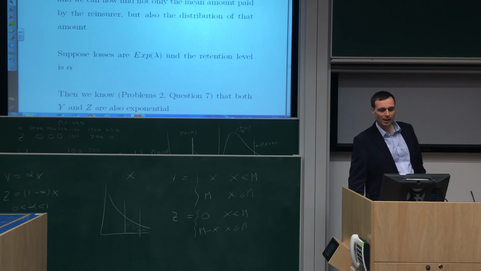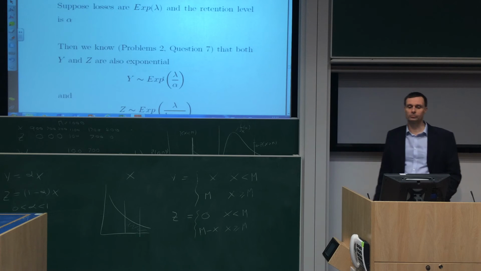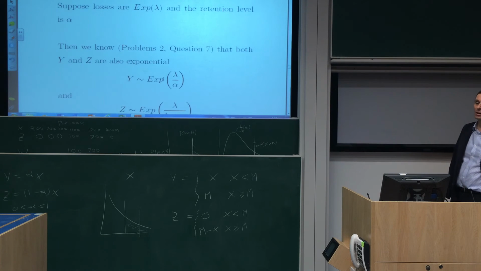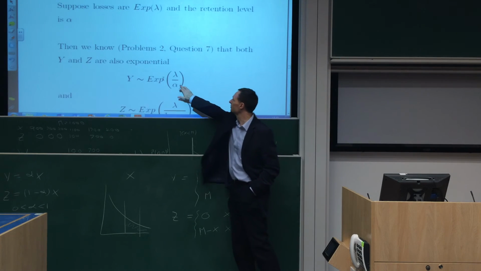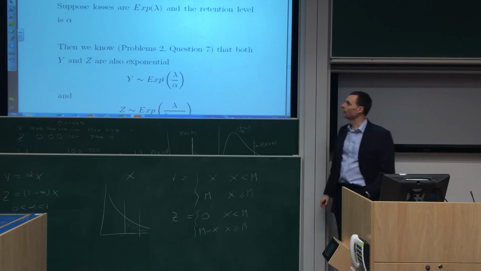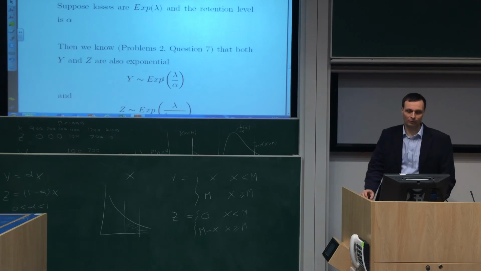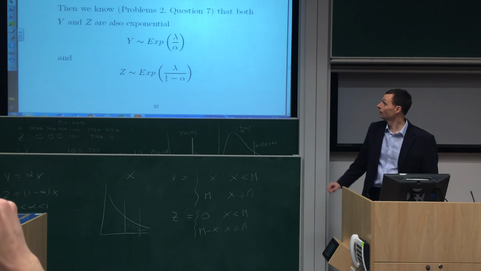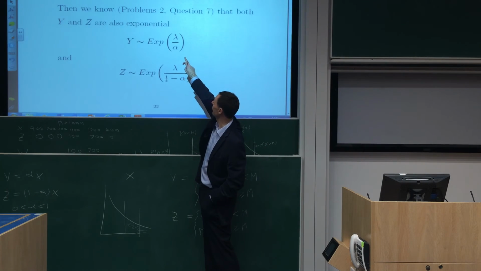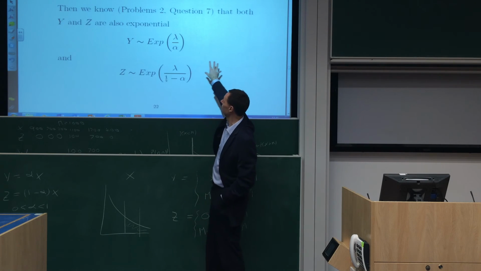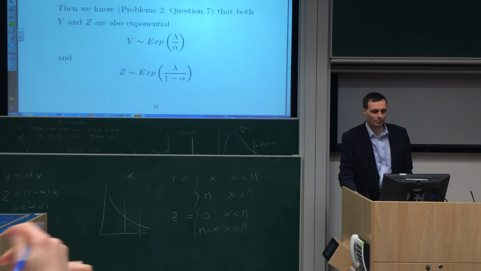So if losses are exponential, it's quite easy to show that if X is exponential, then Y will be exponential with a rate parameter lambda over alpha, and of course the Z's will look like this. What is the mean of this exponential? The mean of this exponential is alpha over lambda. The mean of the other exponential is 1 minus alpha over lambda, which added together equals 1 over lambda.